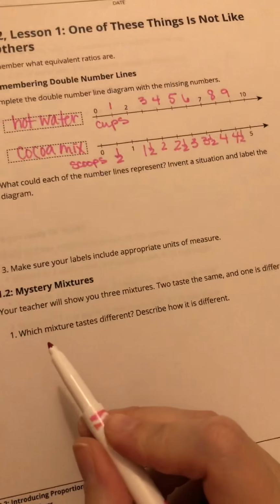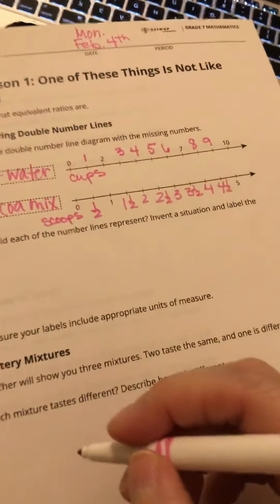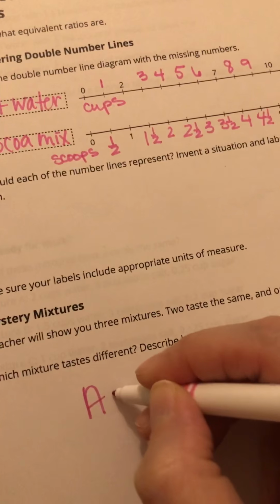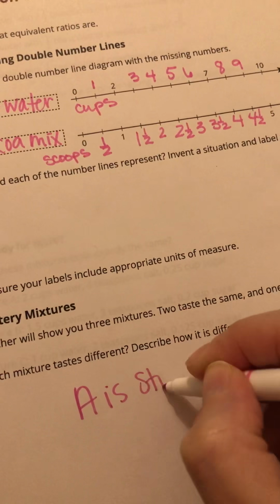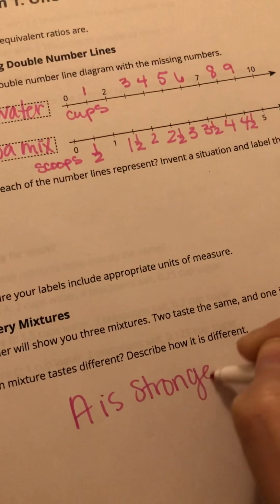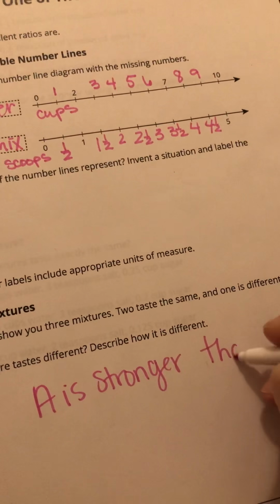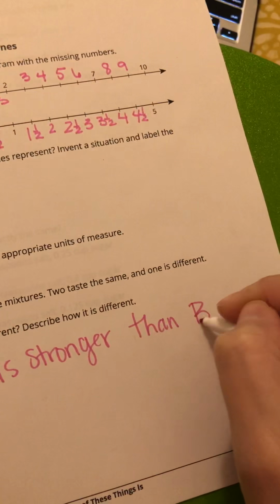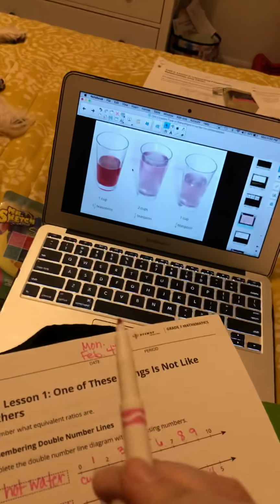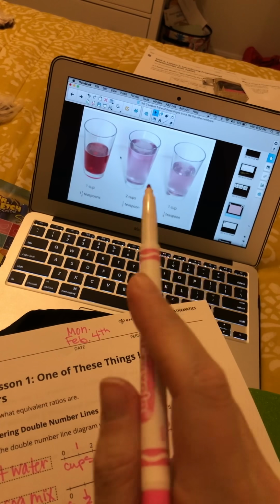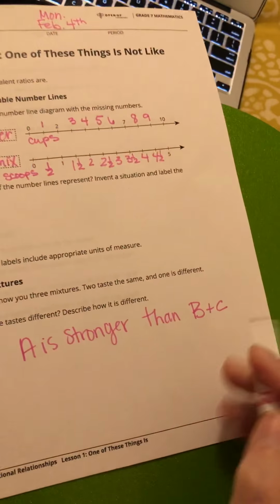So on our packet, it says which mixture tastes different. So you're going to say A is stronger than B and C. Okay, because again, B and C were not that strong. A was a lot stronger. Okay, so A is stronger than B and C. So now turn to the next page.